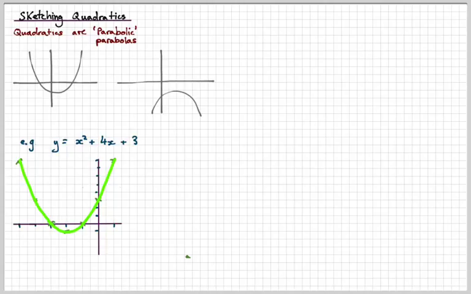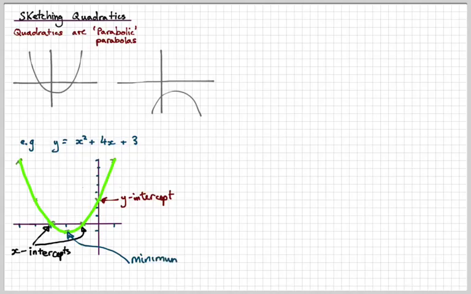Okay, so someone asked if we had to do the table of values to sketch it. Now we don't, we just need to know certain things about this quadratic. There are certain interesting points in this quadratic. They are here and here. These are called the x-intercepts. There's this point here. This is called the y-intercept. And there's this point here, which is the minimum.